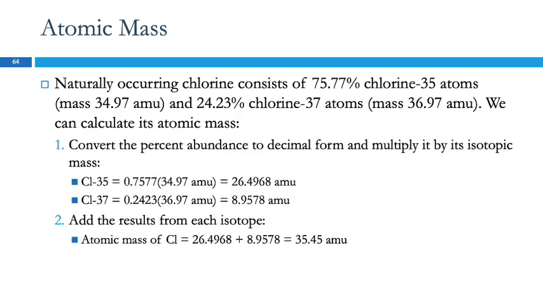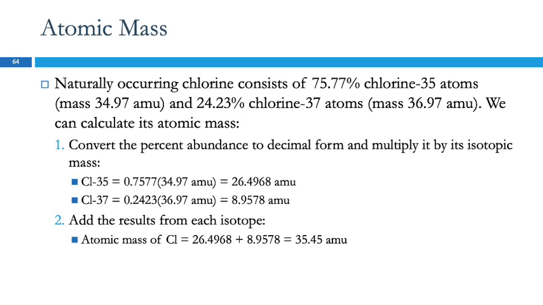So chlorine is 75.77% chlorine 35 and 24.23% chlorine 37. So this is the mass of that isotope in atomic mass units. And notice that it is a little bit smaller, but extremely close to the mass number, right? So chlorine 35, the mass is 34.97. It's almost 35. Chlorine 37, the mass is super close to 37.